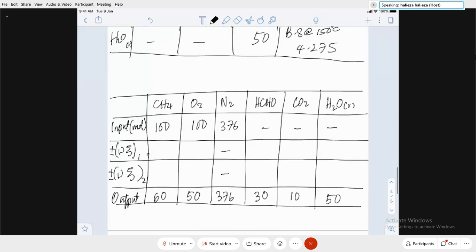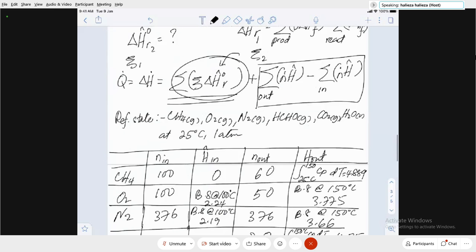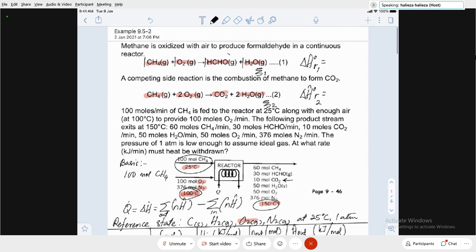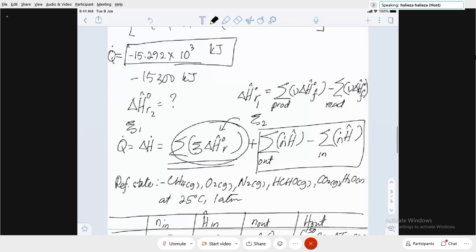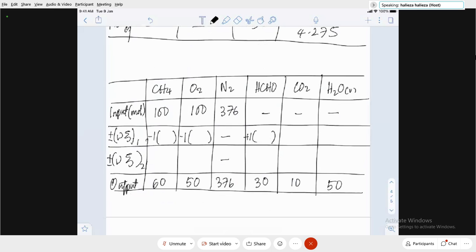So methane is being consumed, -1. Oxygen is being consumed, -1. Formaldehyde is being formed, and water vapor is being formed, so +1 times the extent of reaction. So that will be +1, extent of reaction 1. There's no carbon dioxide being formed in the first reaction.